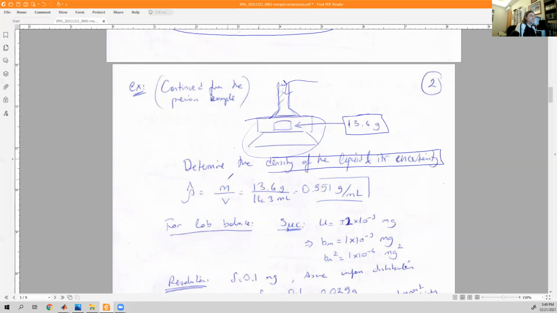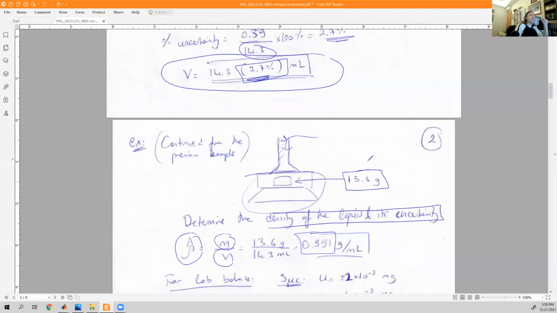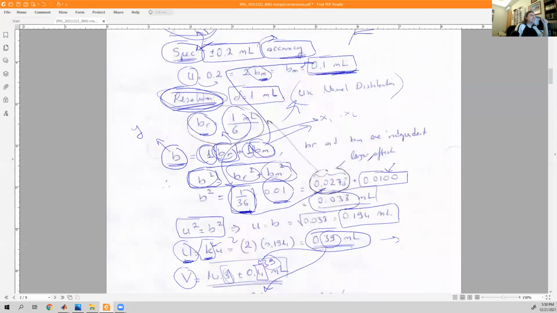So for the density of the liquid, I have already found the volume to be equal to 14.3 milliliters in the first part. Now I have found the mass to be equal to 13.6. So I divide them, and with three significant figures, since these are also three significant figures, I find the density to be equal to 0.951 grams per milliliter. But note that this is a point estimate, or the way a statistician would call it. So we should also come up with a confidence interval, or in measurement theory, an uncertainty. Since I have already done the uncertainty calculations related with volume, that's great.